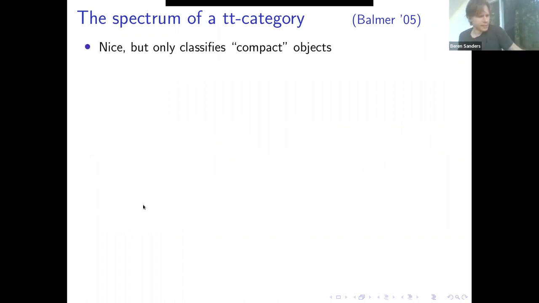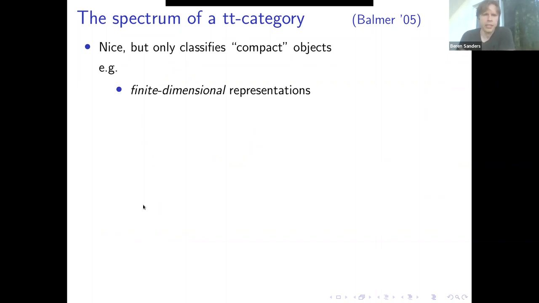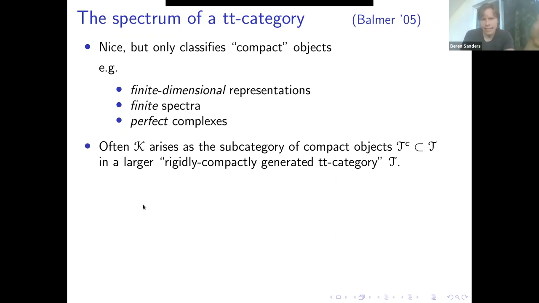So it's all nice, except everything I've been saying is only dealing with basically classifying compact objects. So for example, we're talking about the stable module category of finite dimensional representations. We're talking about the stable homotopy category of finite spectra. We're talking about perfect complexes. Often these categories that we're talking about arise as the subcategory of compact objects in a much larger, rigidly compactly generated tensor triangulated category T.